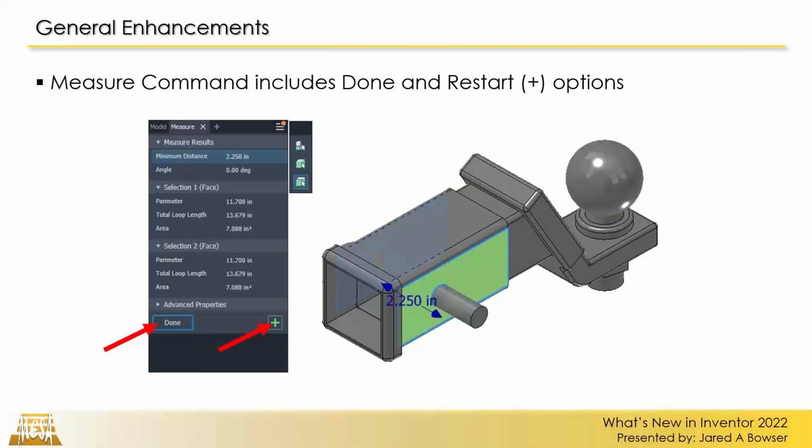A couple enhancements to the Measure command. The Measure command got 2 new buttons on it. It got a Done button and a plus sign, like an apply, but in this case it's a Restart button. It's nice because you don't have to click in your blank area. You still can, but it wasn't as obvious there as it is here. So you can use that plus sign and that Done option to keep moving in the command after you've made your initial selections.